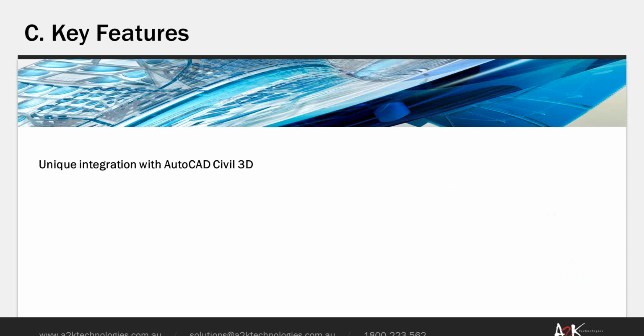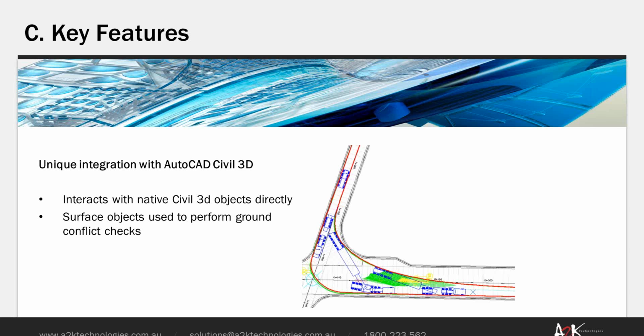Okay, so my background is Civil 3D, so today's demonstrations will be in Civil 3D, and so some of the great things about AutoTrack is it has unique integration with Civil 3D. Cool thing about it is it will interact with your surfaces, and also corridor objects as well. So probably the best way to highlight this is that Vehicle Tracking will interact with Civil 3D roadway surface objects to perform ground conflict checks, so you can see where and to what extent the vehicle will impact the crown on the roadway.